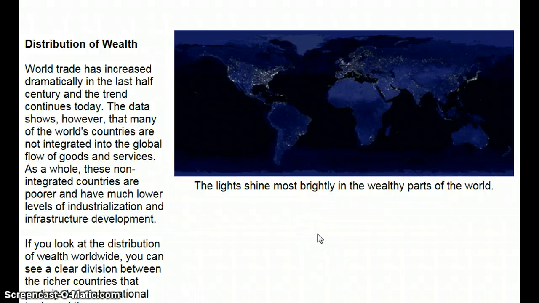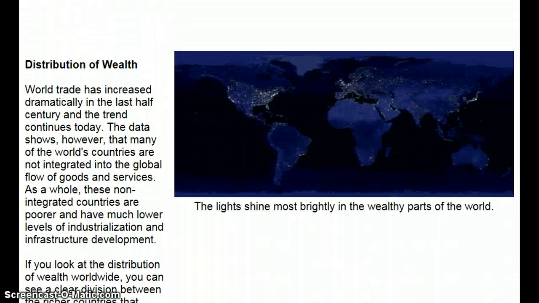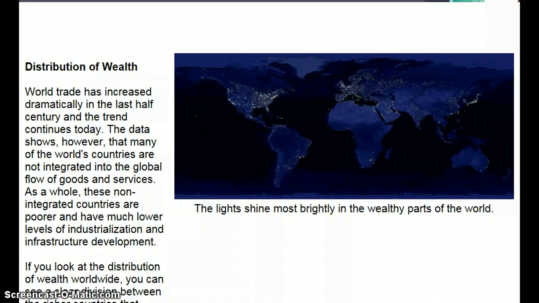Hi, this is 6.01. It's a Small World 1, and we are starting with slide 24. Distribution of wealth. World trade has increased dramatically in the last half century, and the trend continues today.